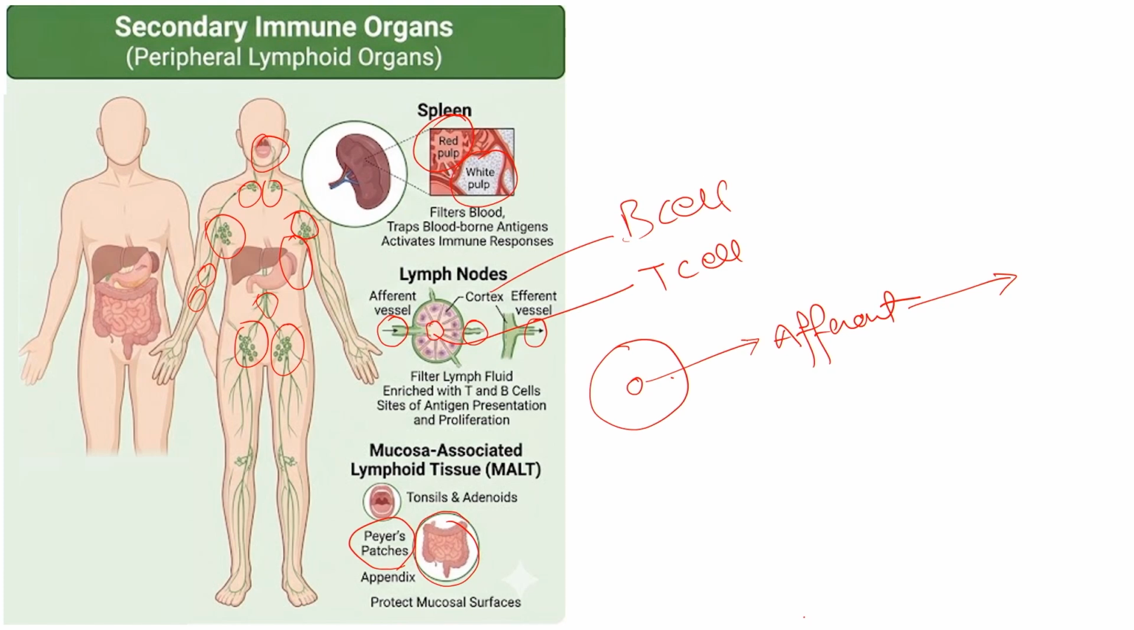So these are the two critical parts of the immune organs. One is primary, bone marrow and thymus, and the secondary, which is spleen, lymph node, and the mucosa associated lymphoid tissue.